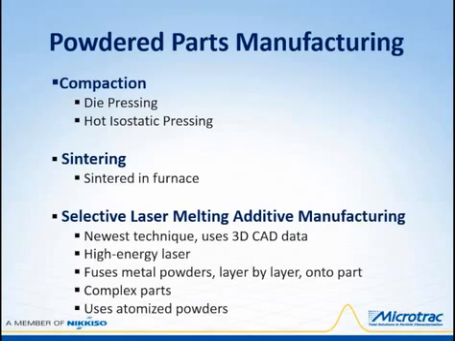Next, selective laser melting additive manufacturing, the newest technique, uses 3D CAD data as digital information to direct a high-energy laser to create 3D metal parts by fusion of metal powders layer by layer to build up complex parts. Atomized powder is used for its spherical, smooth, narrow size range characteristics.